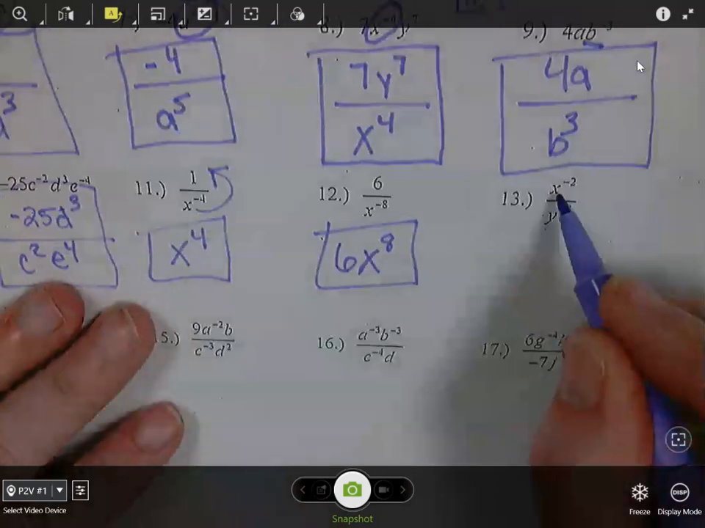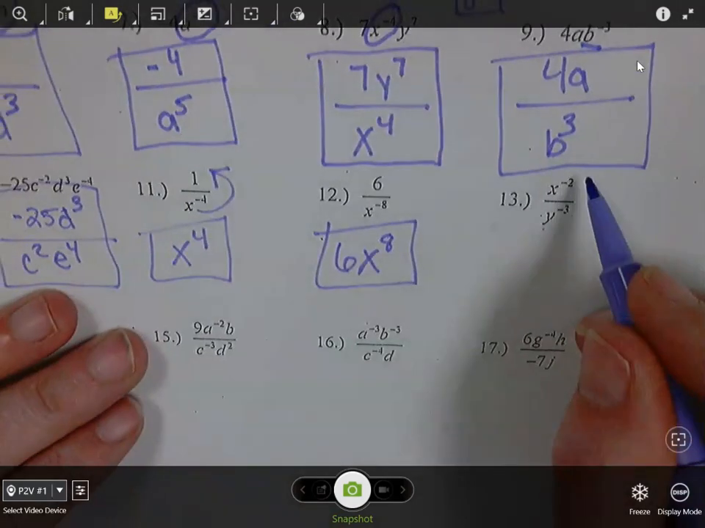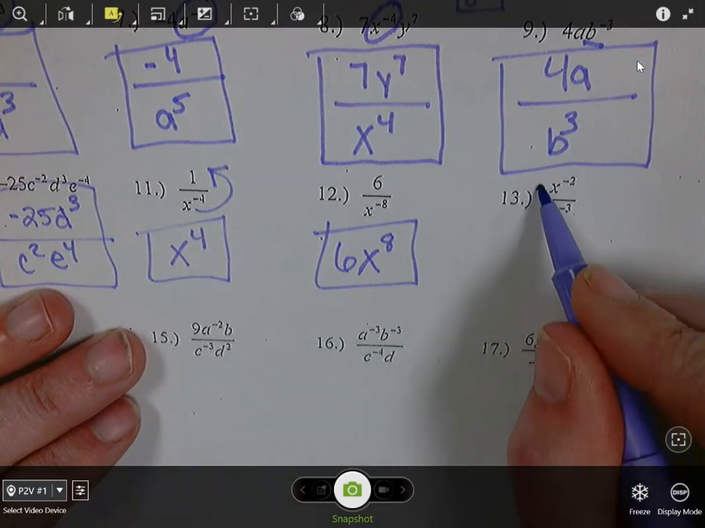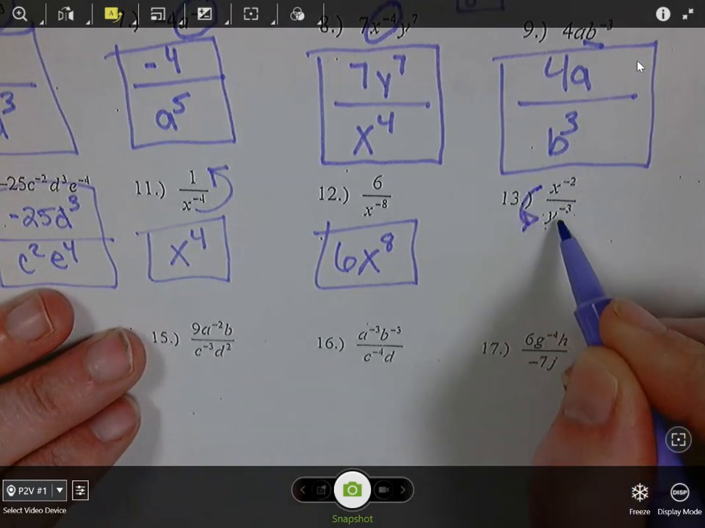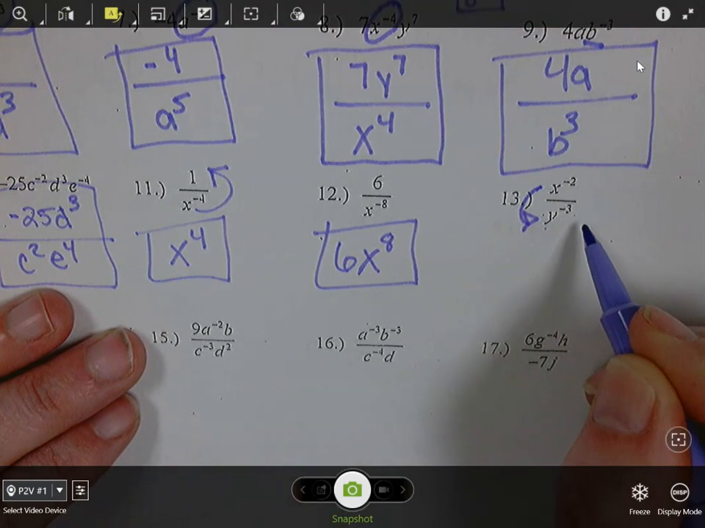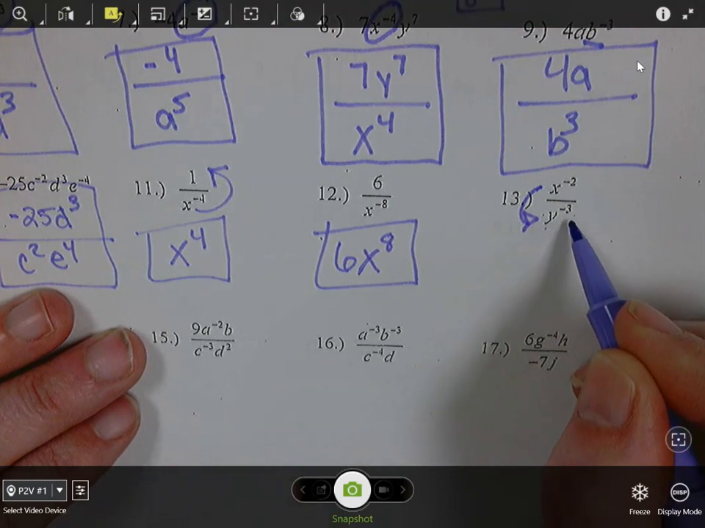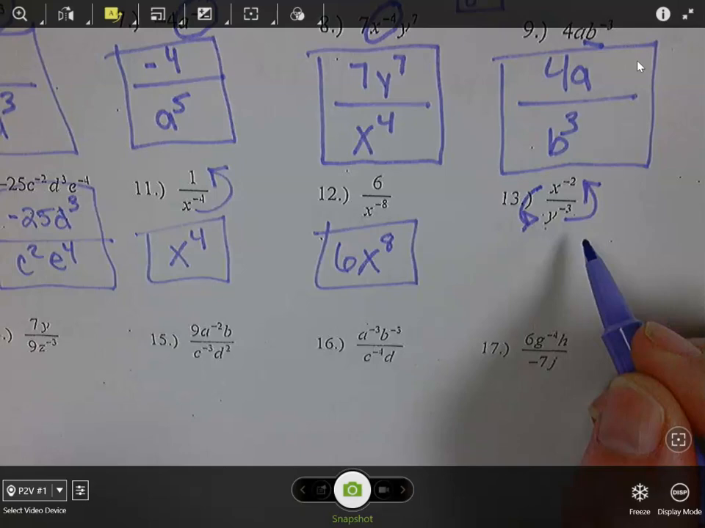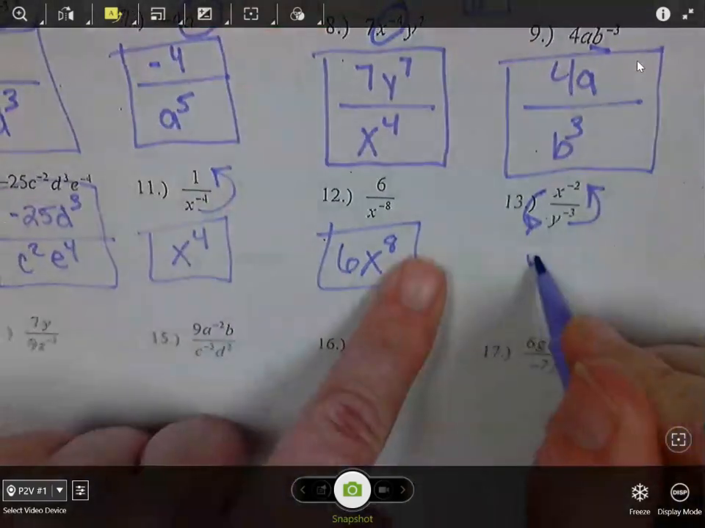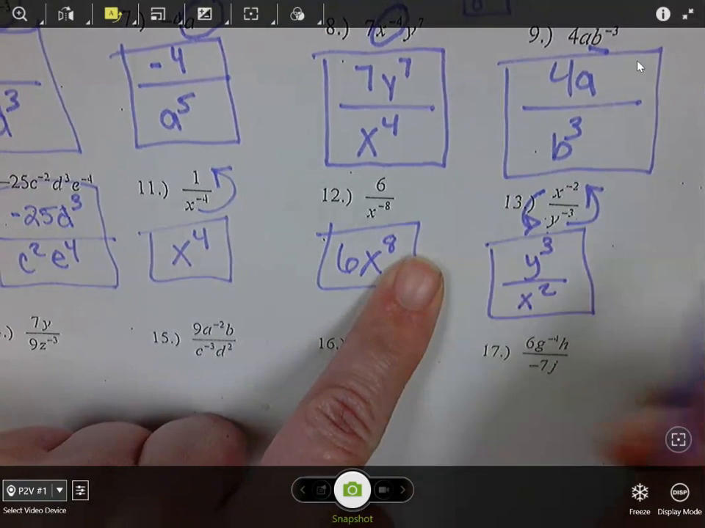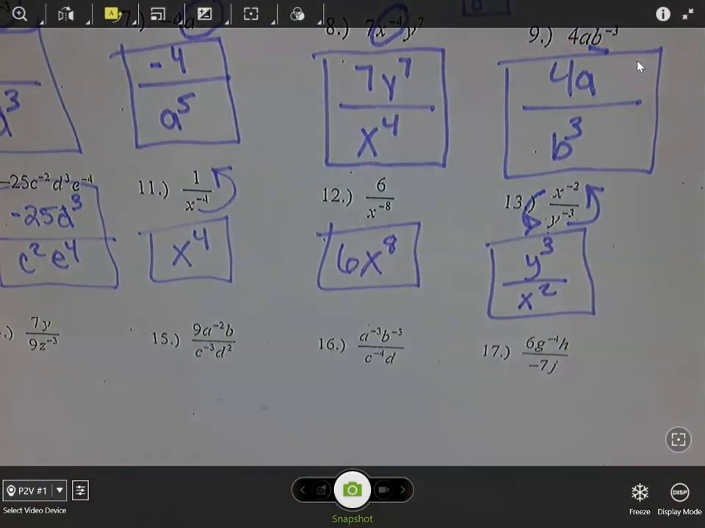So this X is to a negative 2 power, and it's on the top. So where is it going to move to? And what about this Y to the negative 3? It's a negative, and it's on the bottom. Where is it going to move to? To the top. So the X is going to move to the bottom, and the Y is going to move to the top. So you're going to have Y to the third over X to the second. So they just flipped because they were both negative.